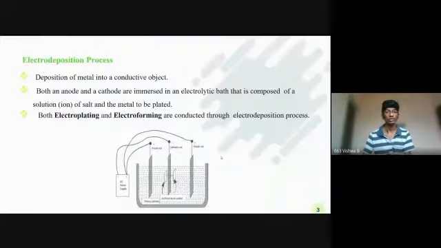The electro deposition process is simply the deposit of metal onto a conductive object. What metal we have to deposit on the conductive object is the process. Generally, both the anode and cathode are immersed in an electrolytic bath composed of a solution of salt and the metal to be plated. Only these two methods, electroplating and electroforming, share this. Let's deal with electroplating.